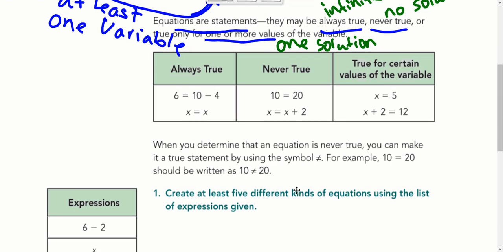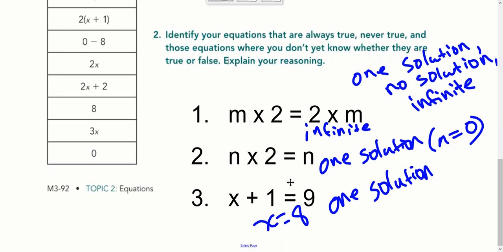All right. So down here, I kind of modified a little bit. I gave some equations here. So m times 2 equals 2 times n. And then n times 2 equals n. X plus 1 equals 9. I asked you, is it one solution, no solution, or infinite solutions?